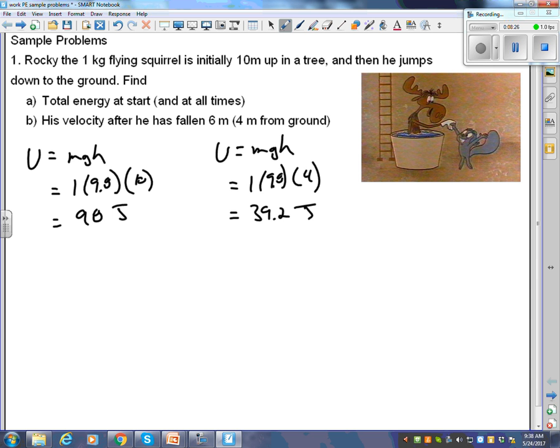So, how can we find his velocity? Well, the change in potential is going to be 39.2 minus 98. He lost 58.8 joules of potential energy, which means that he gained, right? His delta EK is 58.8. Not newtons, joules.